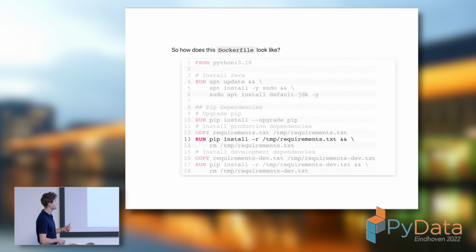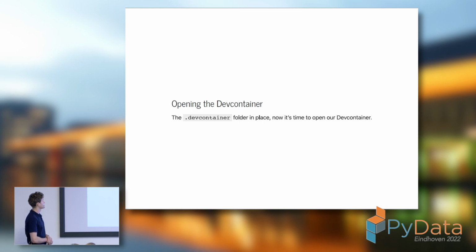Also, we do 2 times pip install. First the requirements.txt file, and then the requirements dev file. And we're separating them because you might want to get only the production requirements when you're building a production image. All right, so that was a pretty simple Docker file.